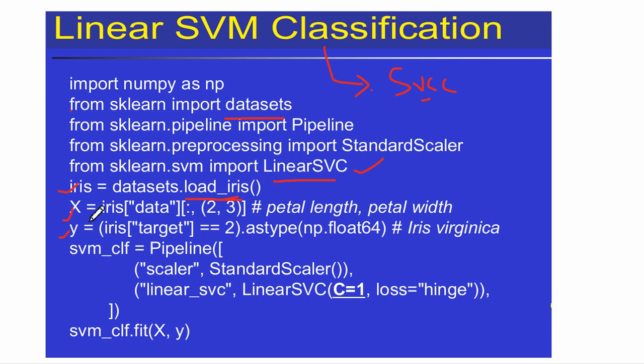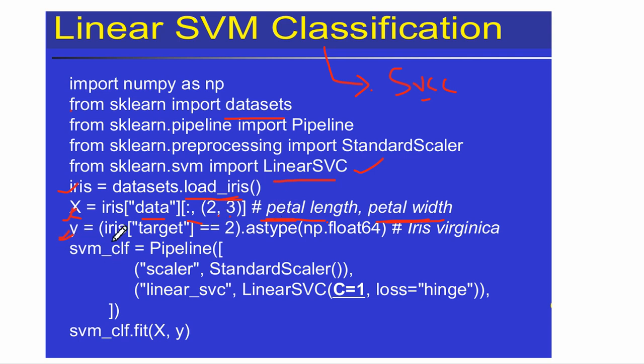But in this scenario, to the X, I am taking all the records of petal length and petal width only. That means from iris data, all the records from column 2 and column 3. Column 2 contains petal length, and column 3 contains petal width. So that means to the X we are getting all the records of petal length and petal width.